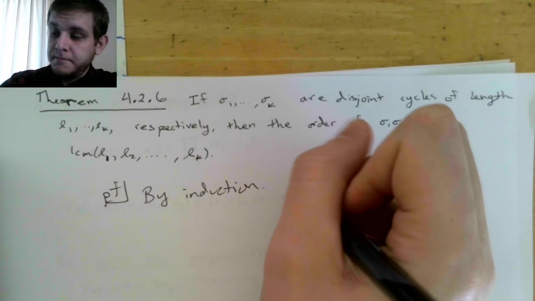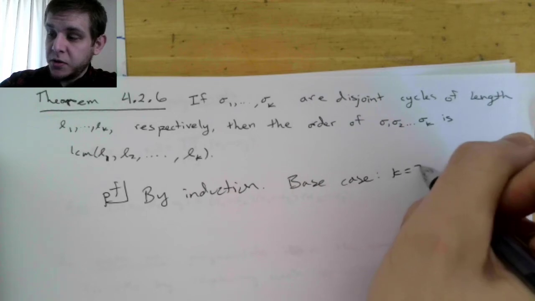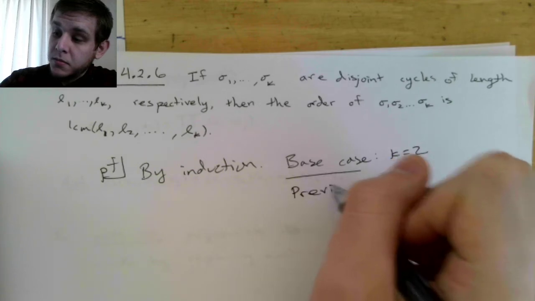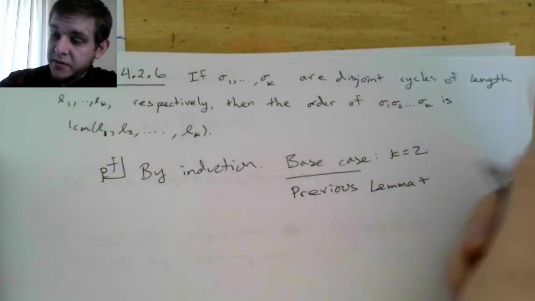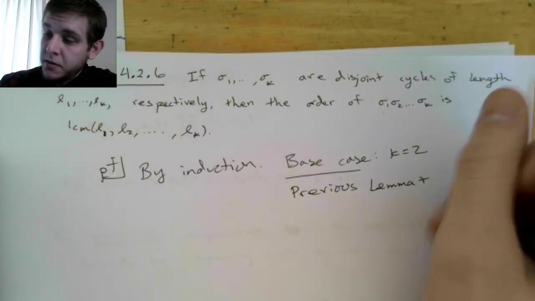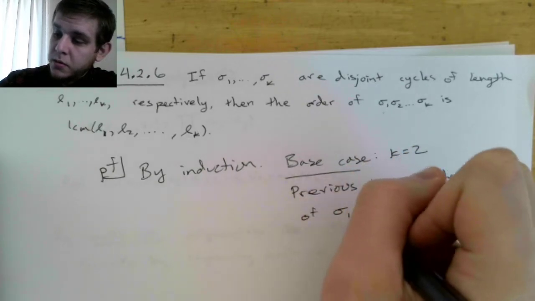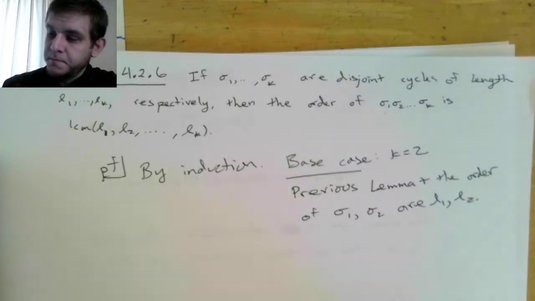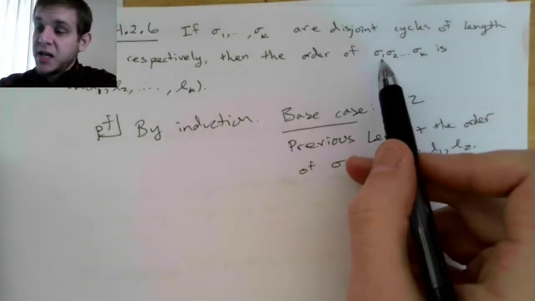So the base case is k equals 2. So if I have 2 disjoint cycles, this is the previous lemma, plus the fact that the order of each of these cycles is the length, where the lengths of sigma 1 and sigma 2 are L1 and L2, respectively. Right? Because then I have sigma 1 and sigma 2.